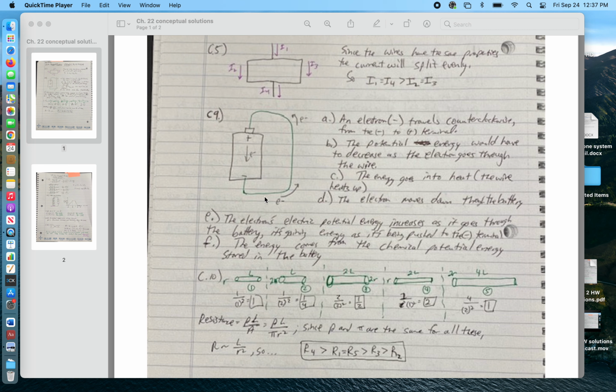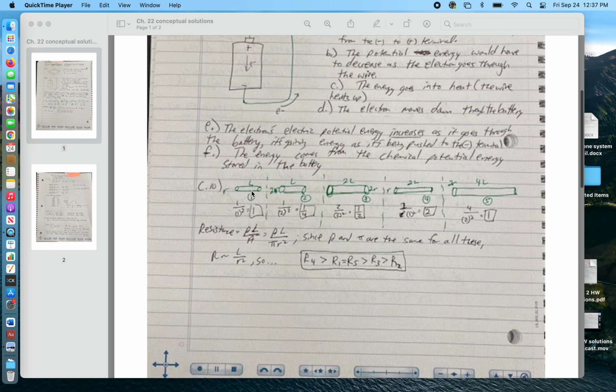The potential energy is going to go down as the electron goes through the wire because the wire has a little bit of resistance in it. That goes into heat, usually, so the wire would actually heat up. The electron ends up moving into the battery up at the top, positive, and then moves down through the battery. In this case, when it's moving through the battery, the electron's electric potential energy would increase, gaining energy from the chemical potential energy that's stored in the battery. So this, instead of really being a charge escalator, is an energy escalator.